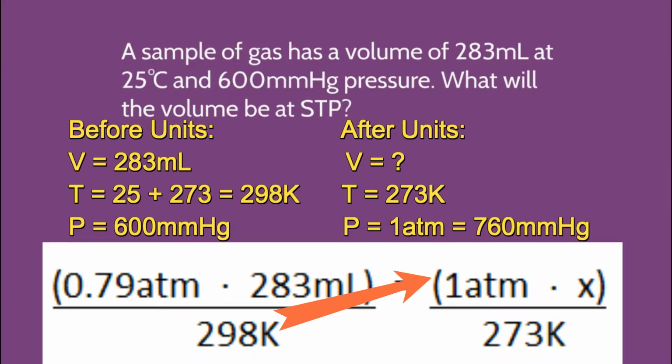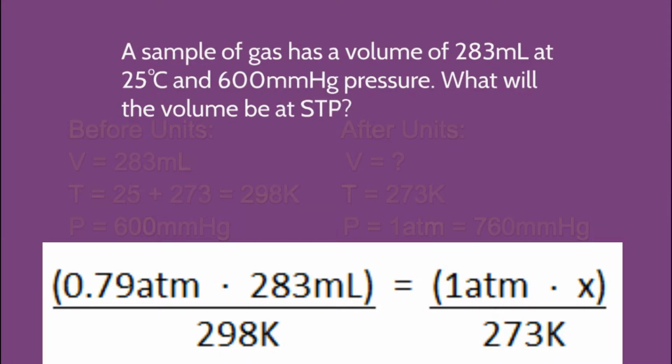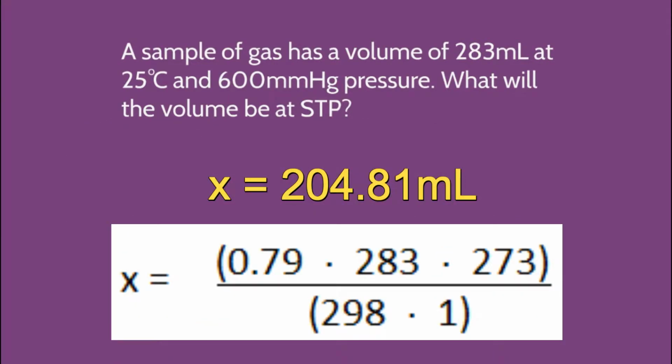Okay, well then how do we get X by itself? Divide. Divide. You get 204.81. What units is that? Milliliters.